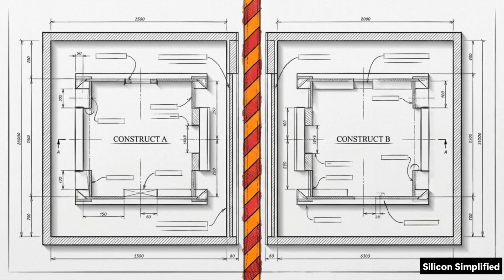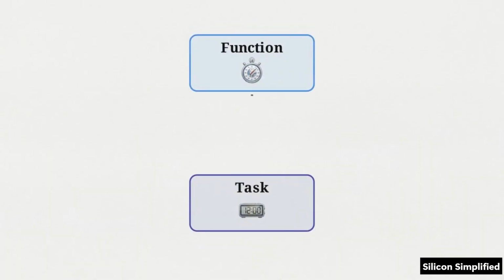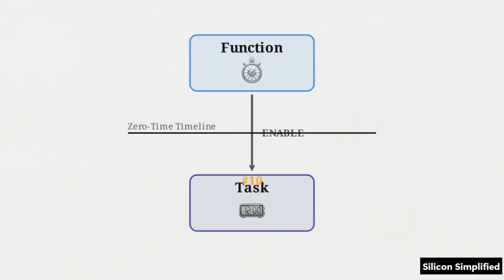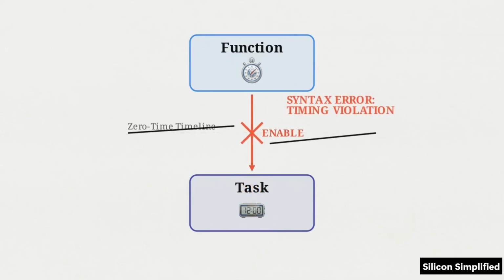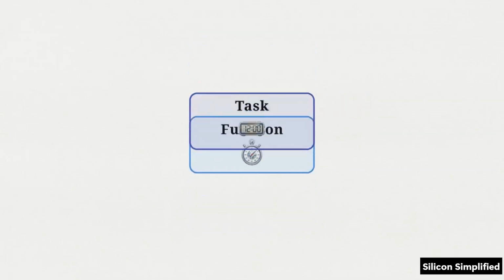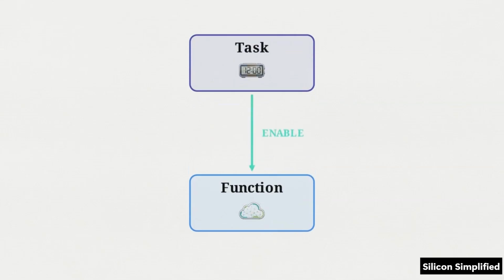When these two constructs interact within the same module hierarchy, their temporal capabilities dictate a strict set of dependency rules. As this dependency tree illustrates, a function is strictly barred from enabling a task. Attempting this causes a syntax error. Because a function resolves instantly, it cannot invoke a subroutine that can pause the timeline. Reverse the relationship, however, and the compiler accepts it. A task calling a function is a standard design pattern.